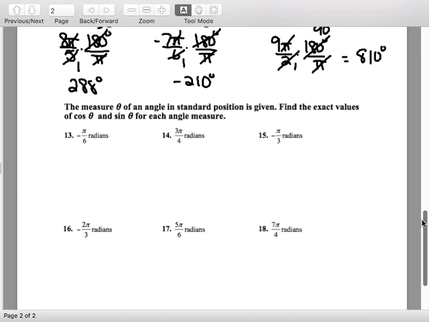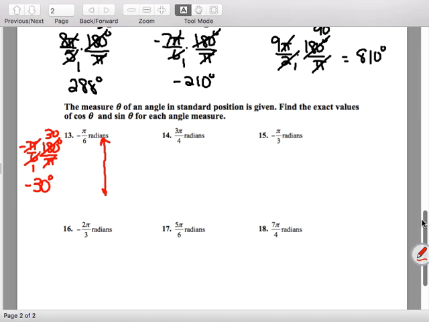What if I want to find cosine of theta and sine theta, but the angle is in radians? What you can do is simply convert. Negative pi over 6 is radians. Convert it to degrees, and then you do the exact same thing. 6 goes into 6 once, 6 goes into 180 30 times. That's negative 30 degrees.